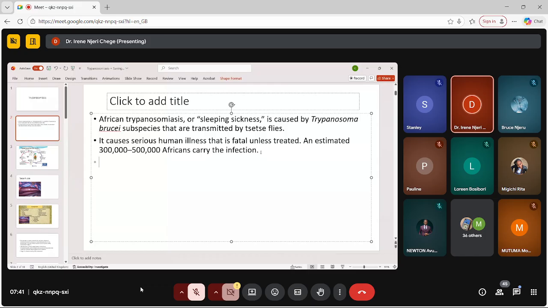So those are subspecies. Let me also point out that we can have another type of trypanosome that is covered in the textbook. It is the American type, cruzi. And this one causes American trypanosomiasis, or Chagas disease. Chagas disease.